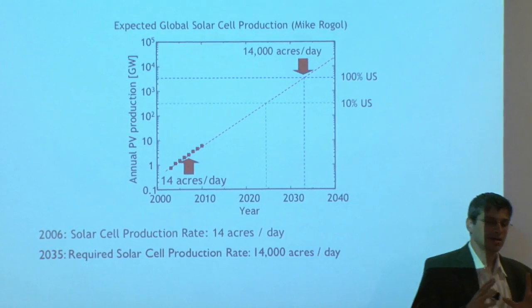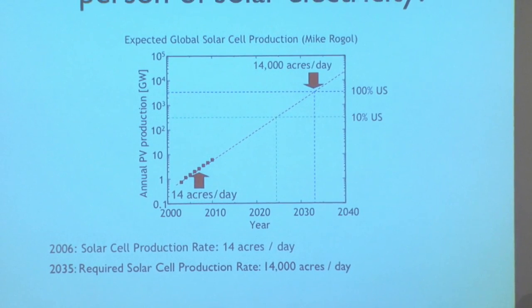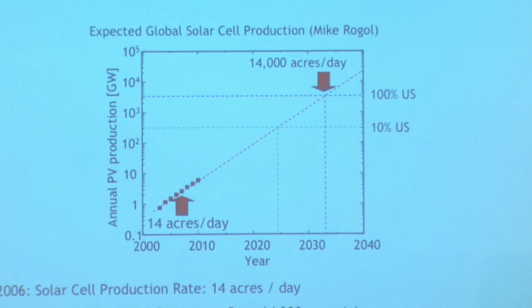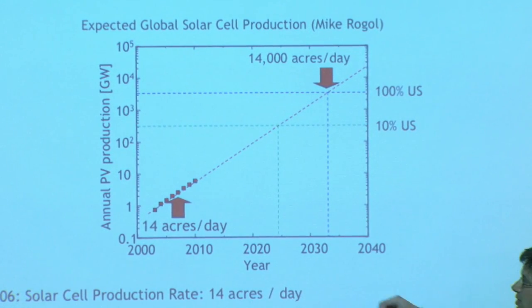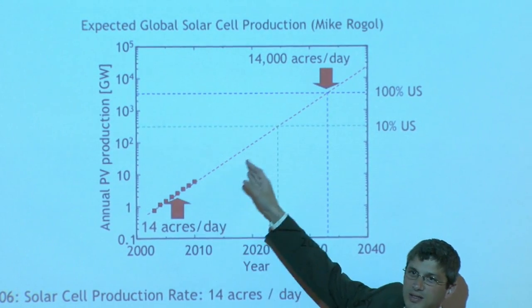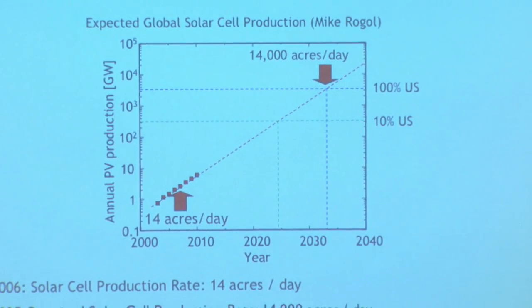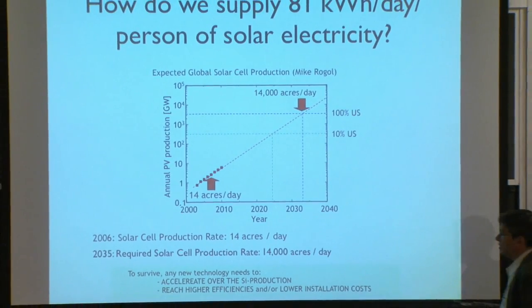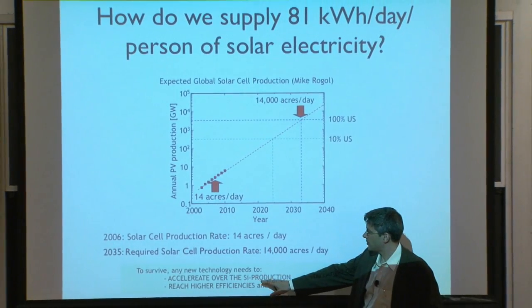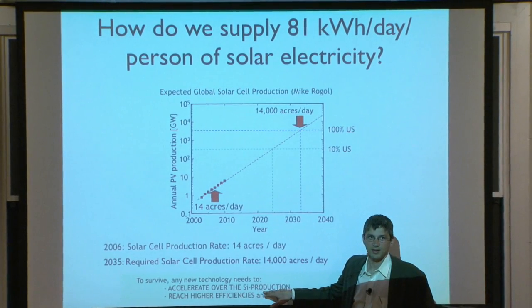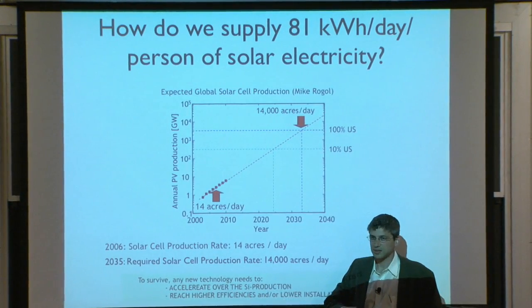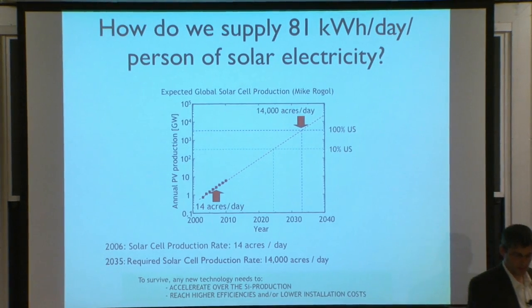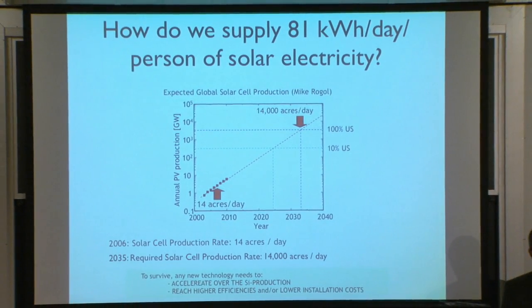So this is the kind of thing you have to look at when you think about the solar PV problem. You can't just dream up a material and say, aha. You have to really ask how it's going to fit into the full problem. Any new technology has to accelerate over the silicon production rate. It has to be better than silicon. Silicon's a moving target. And it has to reach higher efficiencies and/or lower installation costs, for different reasons, as I just mentioned.